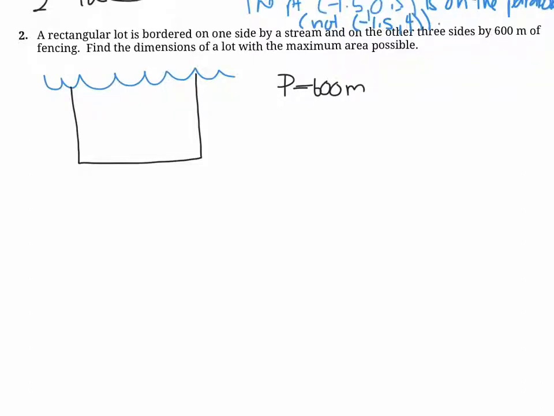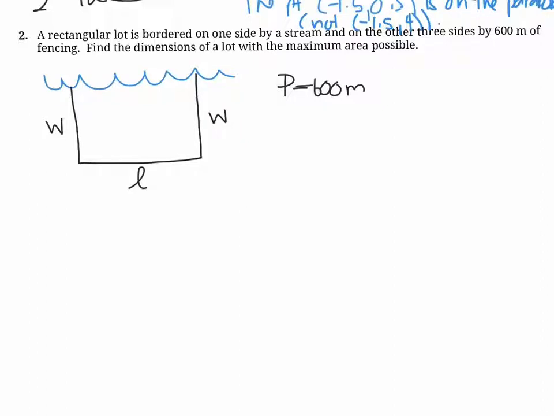And the question is, what are the dimensions of the lot to make a maximum area? So we know we have 600 meters of fencing to work with. So let's give these names. I'm going to call these guys the widths, and I'm going to call this one the length.